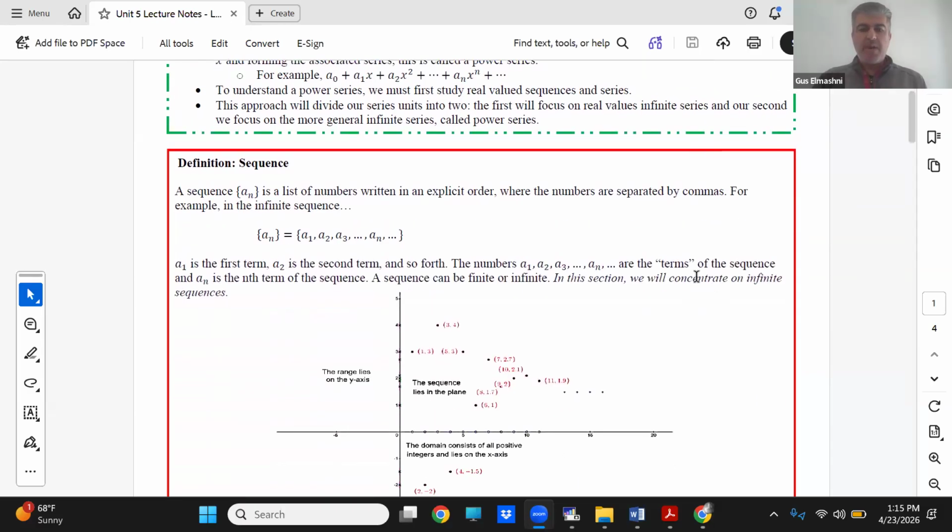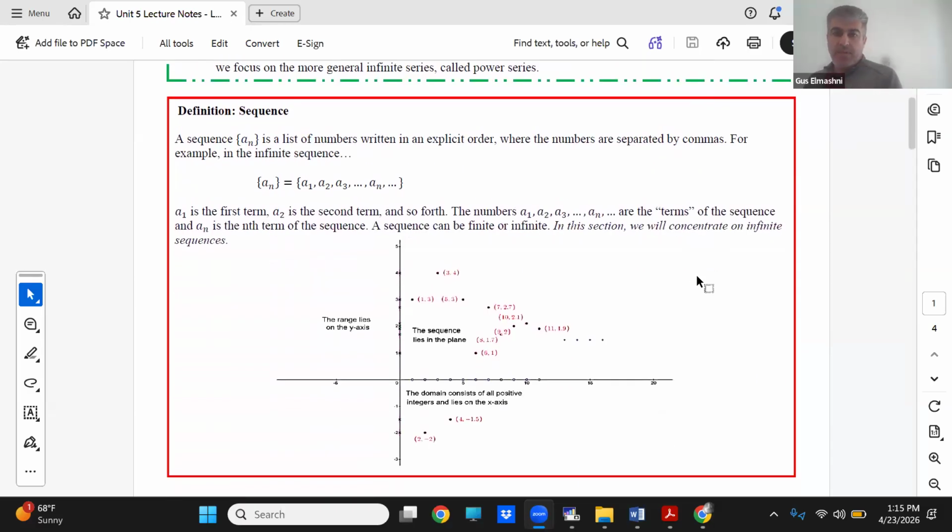So over here, she kind of put together a definition of a sequence. A sequence is a list of numbers written in explicit order, where numbers are separated by commas. For example, in the infinite sequence a sub 1, a sub 2, a sub 3, dot, dot, dot, a sub n, and so forth, a sub 1 is the first term, a sub 2 is the second term, and so forth. And obviously, these are the terms of the sequence. A sub n is the nth term.